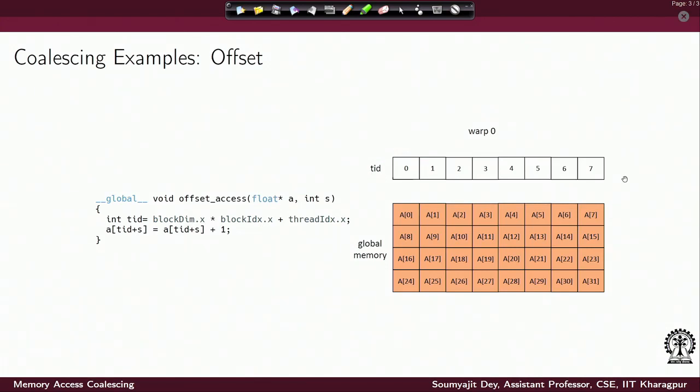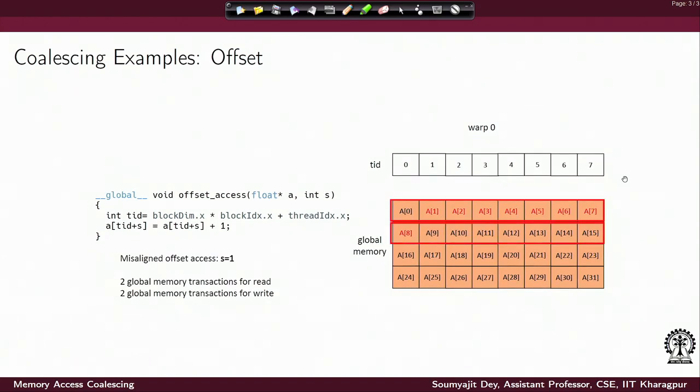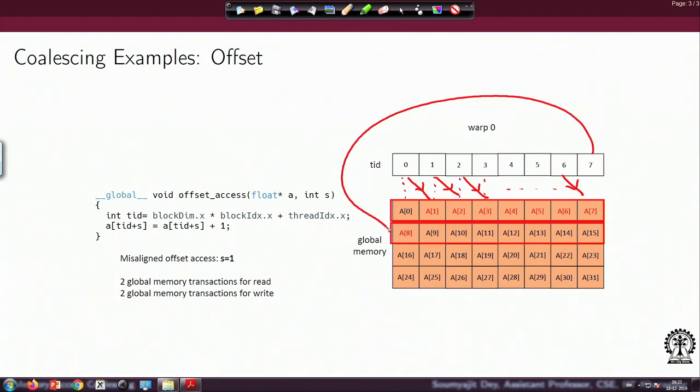Now let us see how it goes. So in terms of the reads, what is happening? Consider the S value as 1. That would mean if I again start looking into warp 0, with thread ID 0, I am doing an access of the A1 location, right. So earlier it was this, the access was this, but now the access has changed, right. So you continue like this and TID 7 is looking for A8.